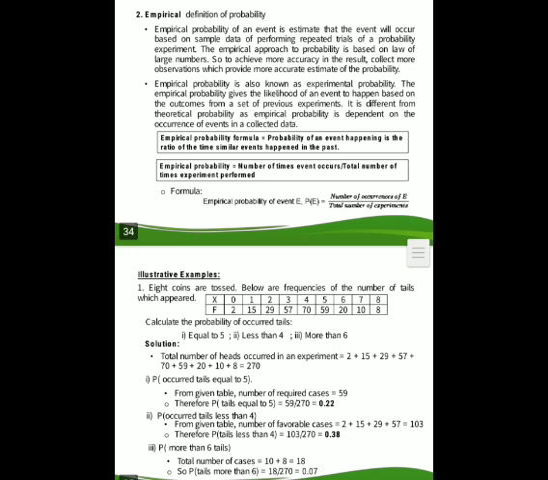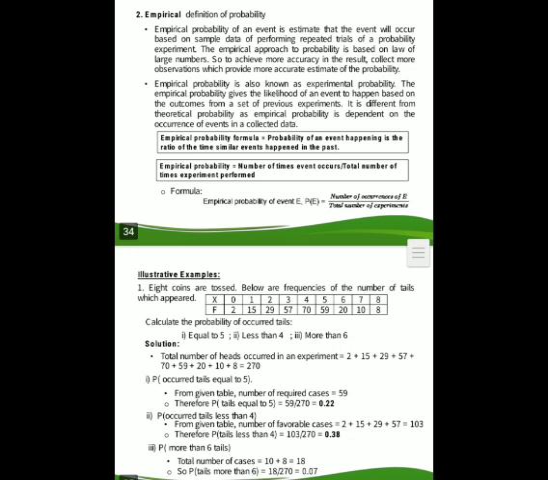Empirical probability formula. The probability of an event happening is the ratio of the number of times similar events happened in the past. Empirical probability is the number of times an event occurs over the total number of times the experiment is performed. So the formula: the empirical probability of event E, P(E), is equal to the total number of occurrences of E over the total number of experiments.